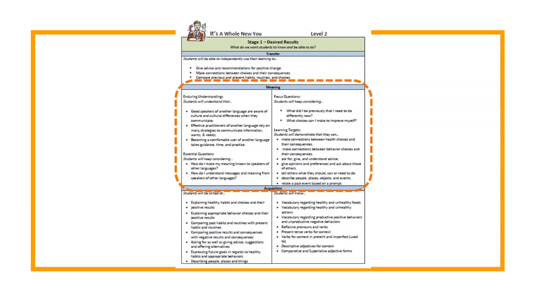So for me, these are our functional language objectives. Okay, so for someone who had a question, what's an example? These are pretty dense ones. I can make connections between health choices and their consequences. We feel like that is something that responds cognitively to the age of our learners, and we can build a curriculum around that. So these are our meaning goals.